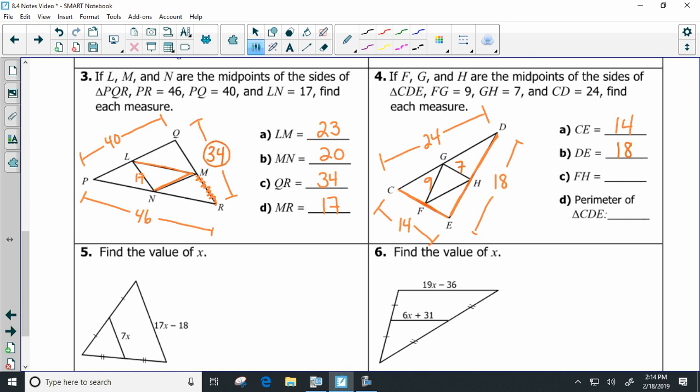Right, FH, and this mid-segment in here is going to be parallel to CD and half of its length. So half of 24 is 12.